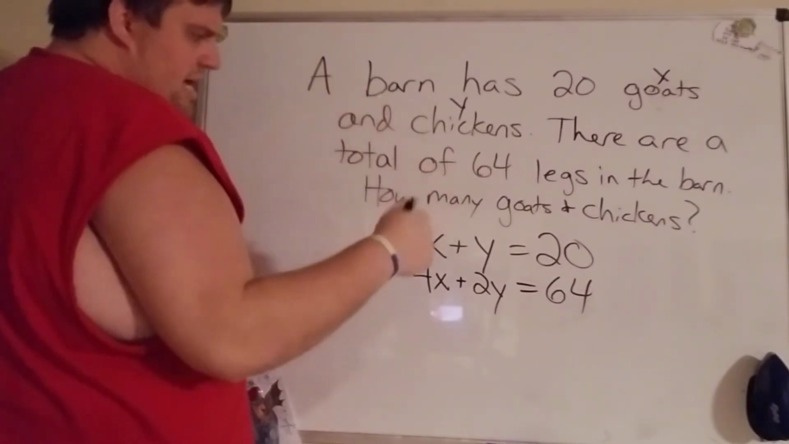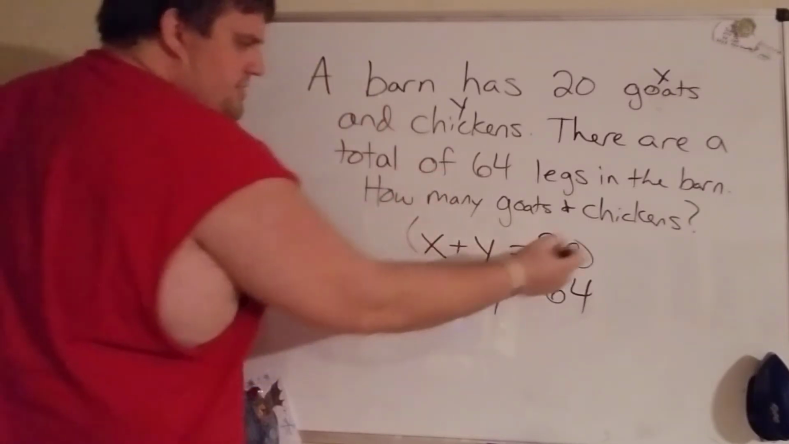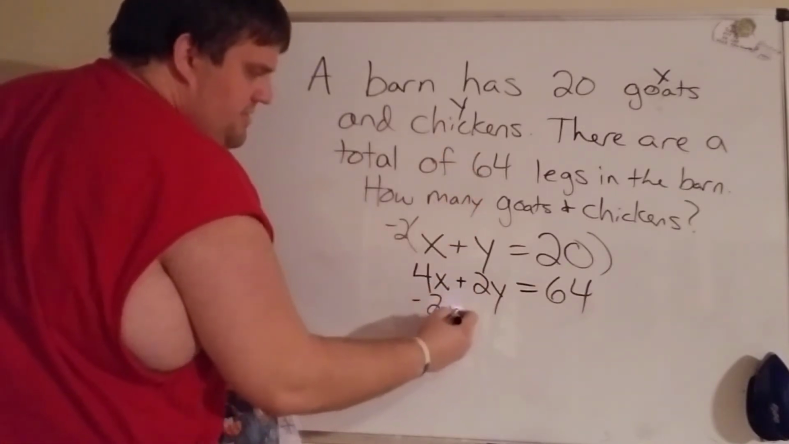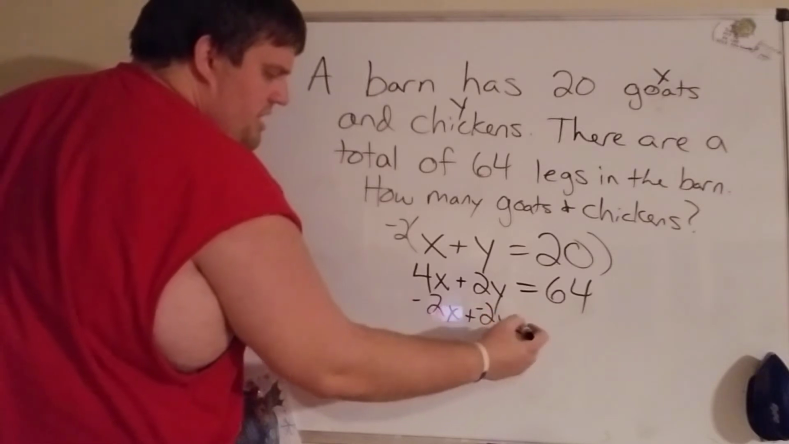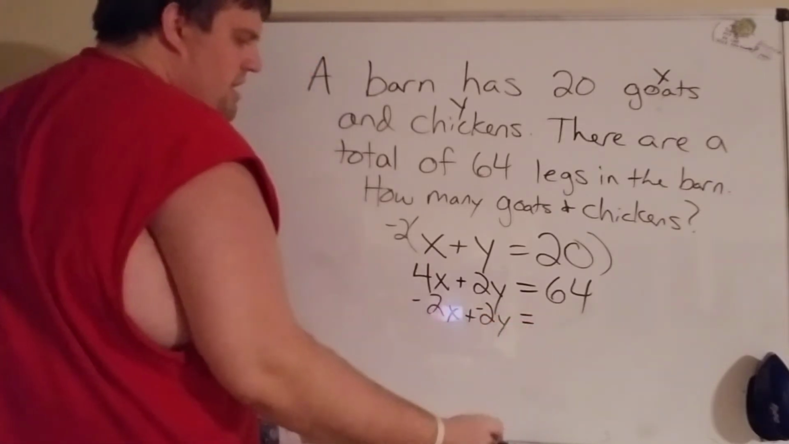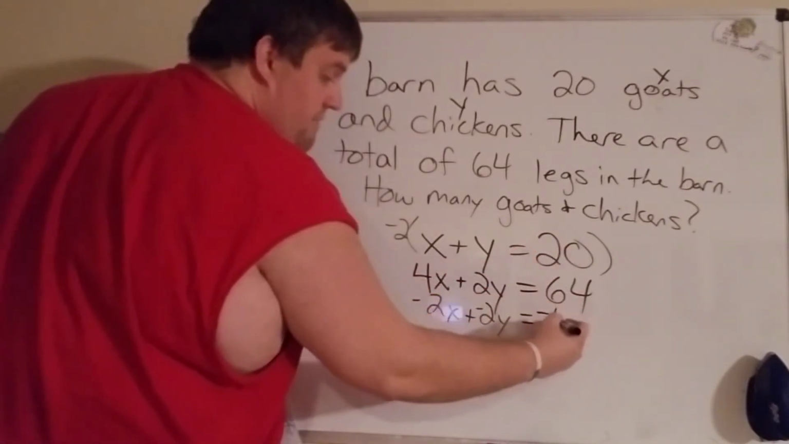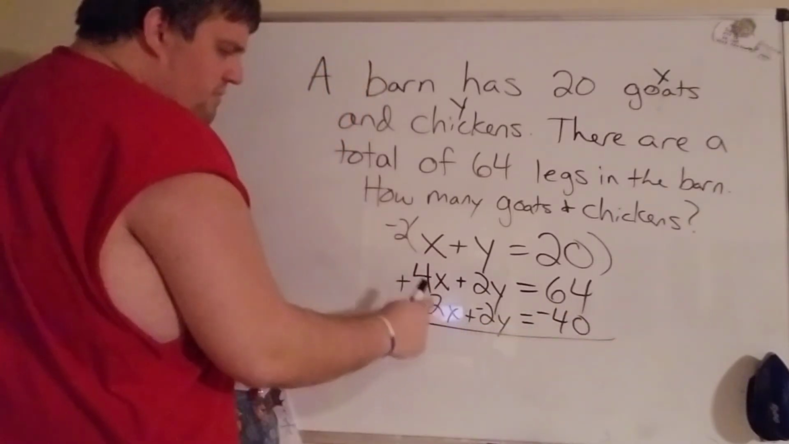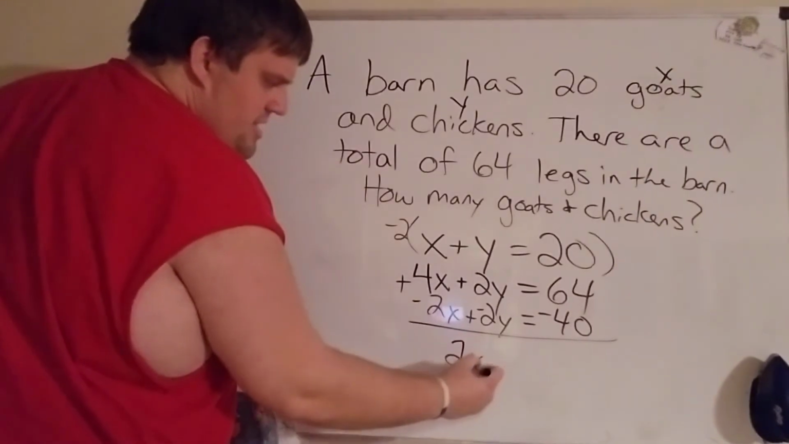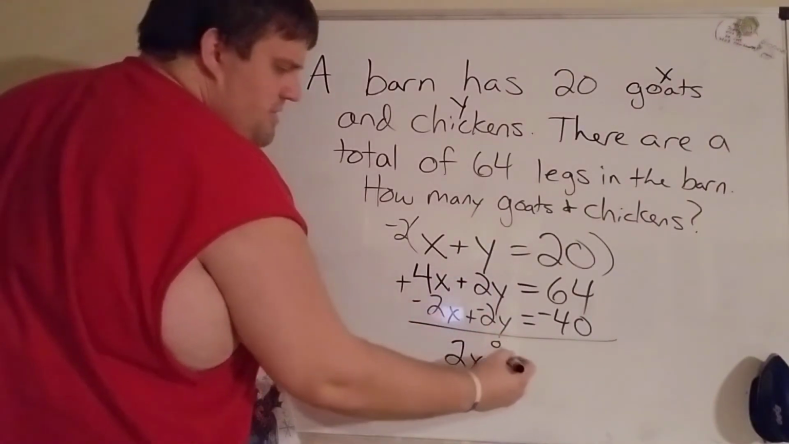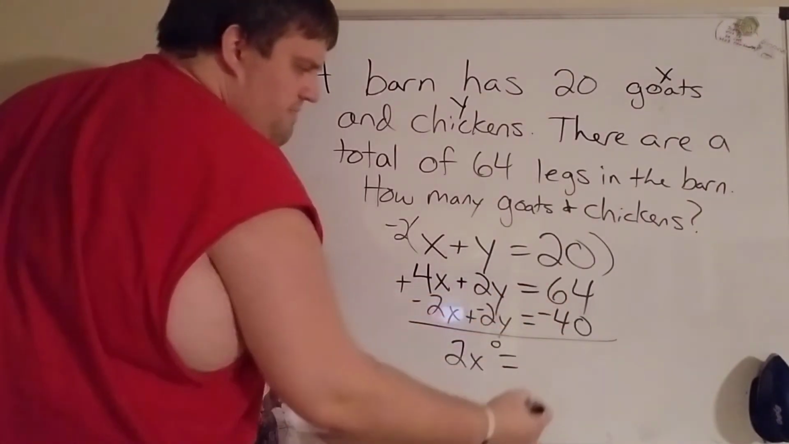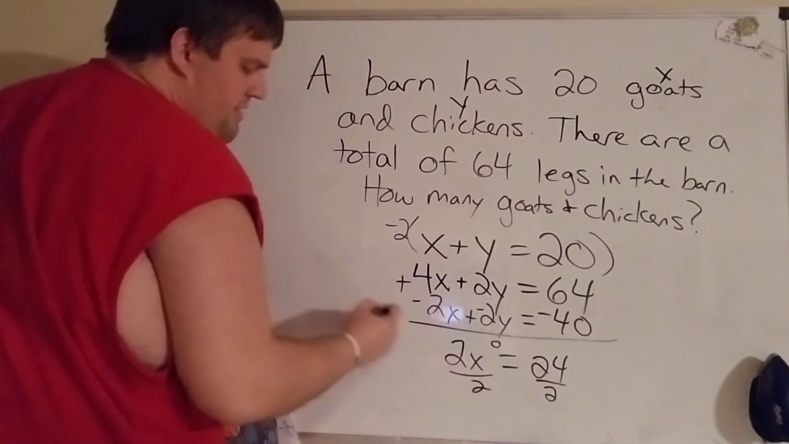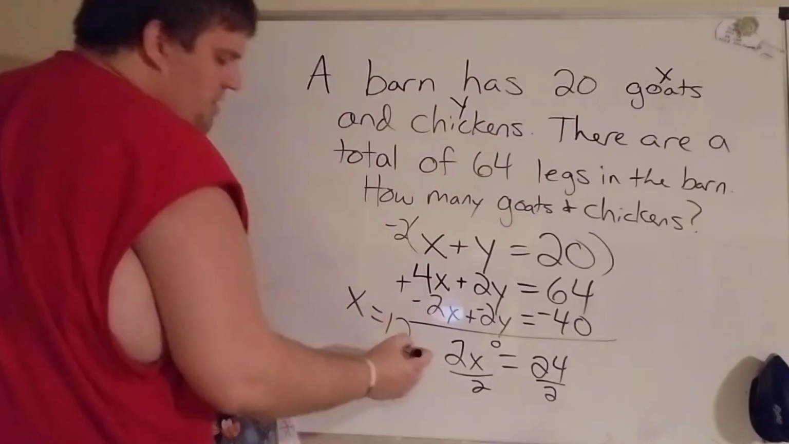So maybe multiply by 2. Negative 2, so we can add. So negative 2x, negative 2y equals negative 20, negative 40. 4x plus negative 2x is 2x. 2y plus negative 2y is 0. 64 plus negative 40 is 24. And when I divide by 2, I find out that there were 12 goats in that barn.